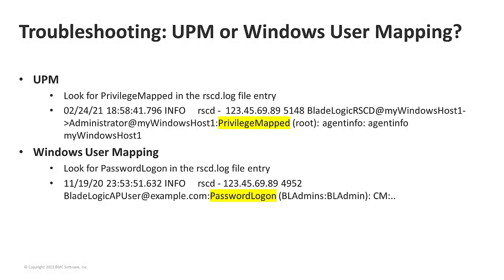When we are troubleshooting communication or connectivity issues specifically for Windows targets, it will be important to determine what type of user mapping is used. Is it UPM or automation principal? When the connection is established using UPM, it will log the impersonation as privileged mapped. And when automation principal is used, then it will log the impersonation as password logon in the logs.